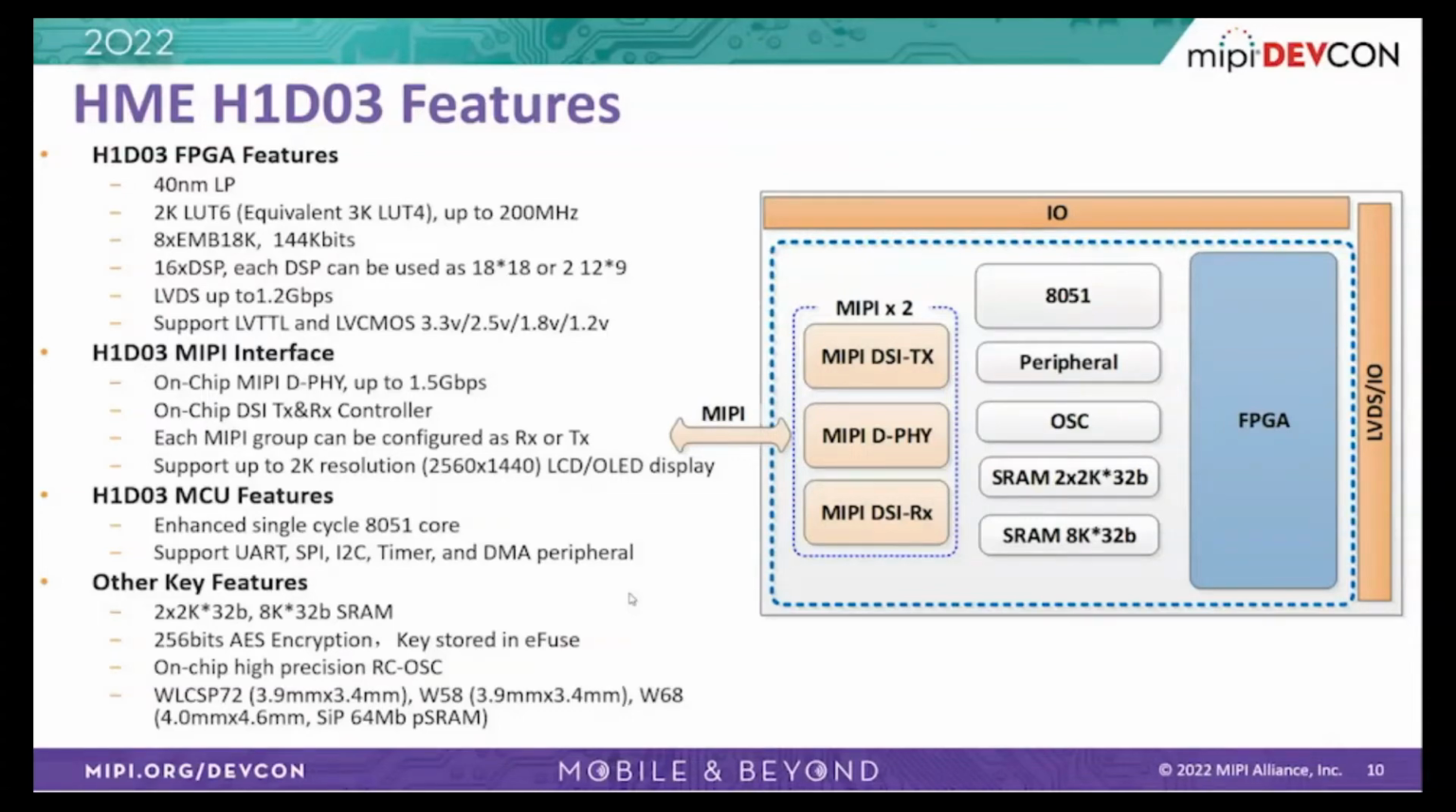So since it has two groups of MIPI on chip, it can support the 2K resolution LCD or OLED display. It also has MCU on chip. The MCU is a single cycle 8051 core, and it also supports the general peripherals like UART, SPI, I2C, timer, and DMA peripherals. Except the MIPI and the MCU, it also has on-chip SRAM and also supports the AES encryption for the bitstream. And it also has different package options like W72, W58, and W68. And most of these packages are less than 4x4 millimeters.